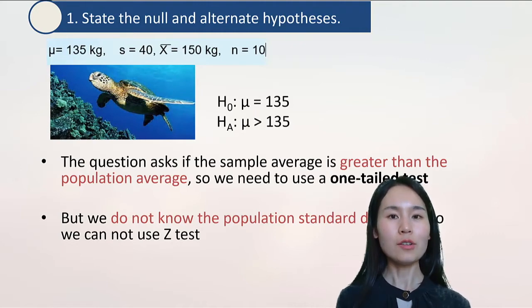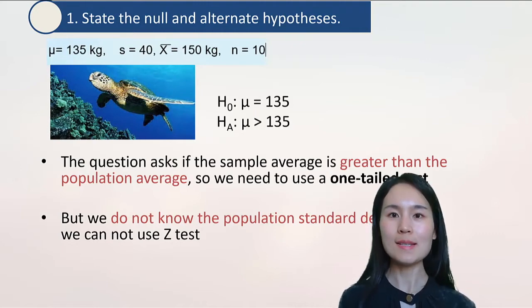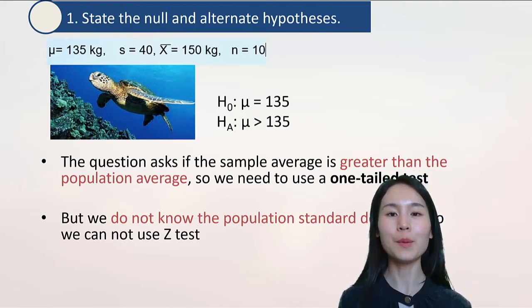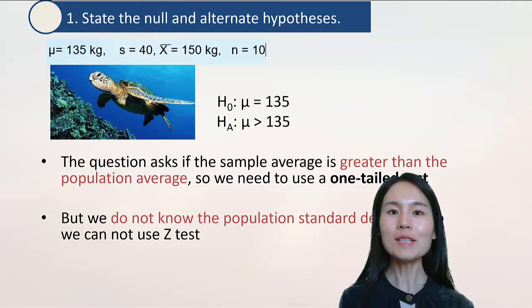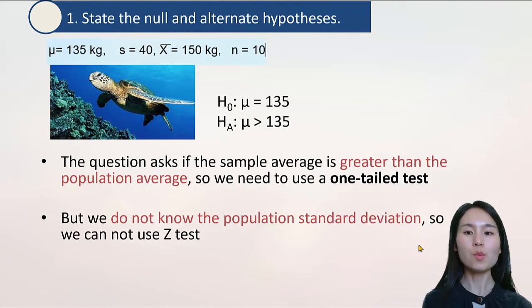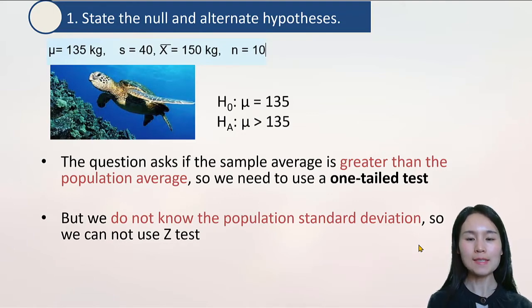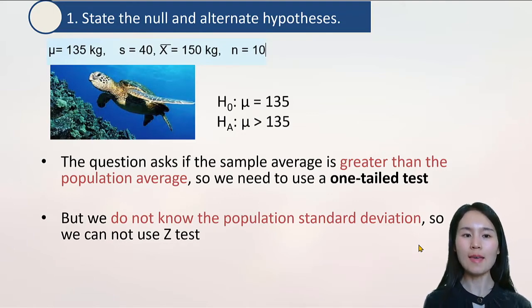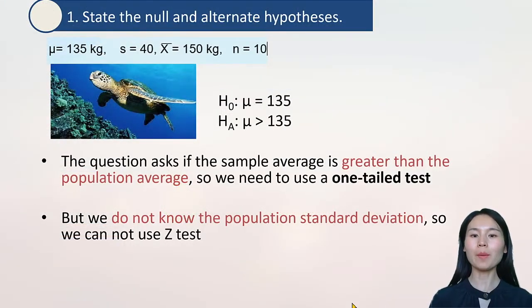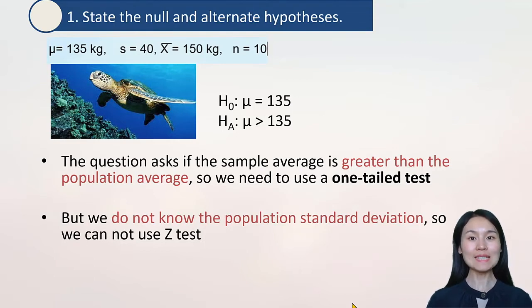And the null hypothesis is always there's no difference. So mu equals 135 kilograms. An alternate hypothesis is mu larger than 135. Here it is one-tailed because in the question we ask if the sample average is greater than the population average. In this case, we do not know the population standard deviation, so we can no longer use z-test.